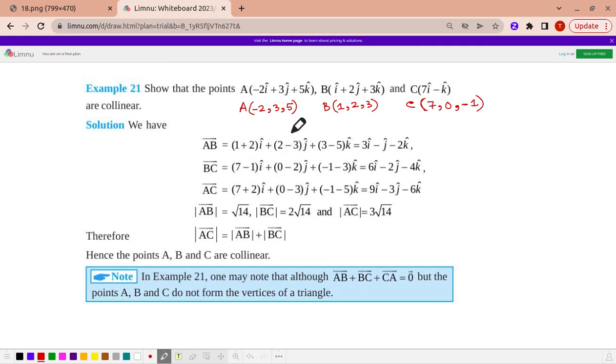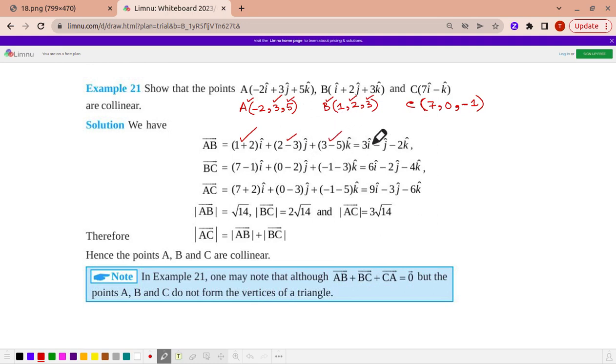Okay, so what are we going to do? We find the vector AB. If you recall, how do we find the vector AB? The i component of vector B minus the i component of vector A, that is 1 minus minus 2, that is 1 plus 2 i cap. Then the j component of B minus the j component of A, that means 2 minus 3 j cap. Similarly, the k component of B, which is 3, minus the k component of A, which is 5, 3 minus 5 k cap.